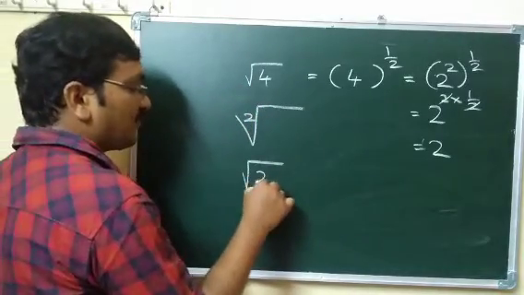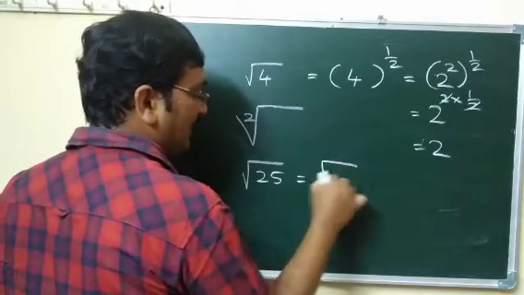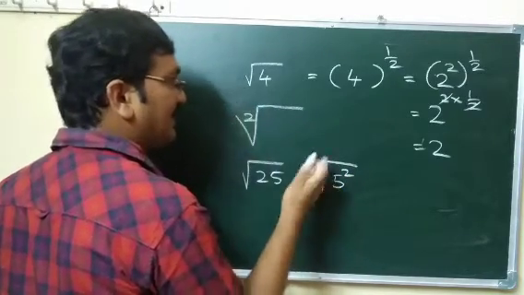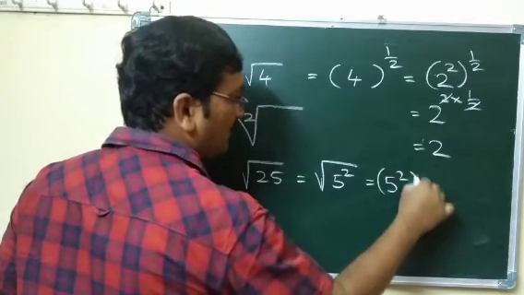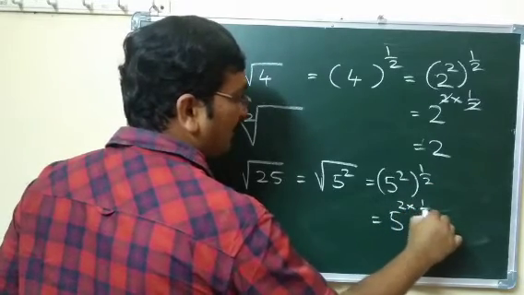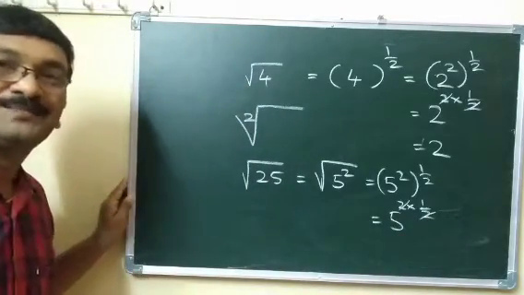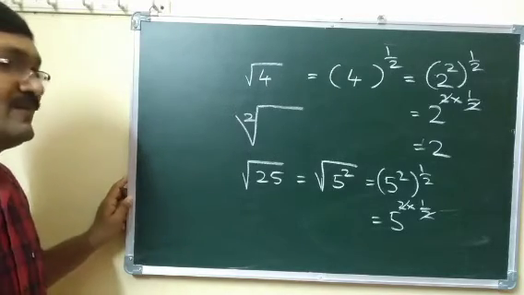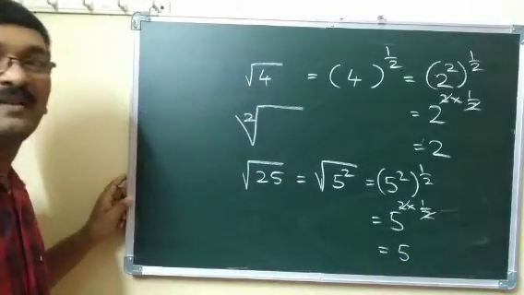I'll give one more example. Suppose root 25, how do we write it? See, root 25 means in this only 5 square. This root, if I keep only this root, means 5 square whole to the power 1 by 2. It means 5 to the power 2 into 1 by 2. So 2 and 2 cancel because one is in the numerator and one in the denominator, so we can cancel. If they're both in the numerator, then I cannot. But one is a fraction, one is a number, so then I can cancel. So now I got 5.